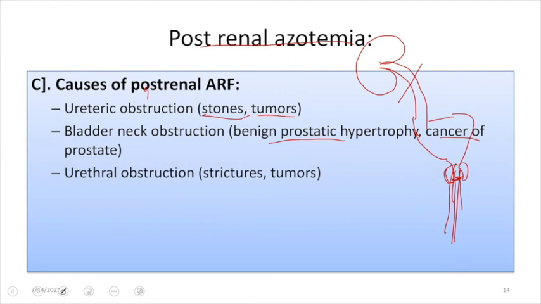And the next cause is obstruction of the urethra, and this urethral obstruction can be due to tumors, or it can be due to strictures in the urethra, and this will manifest with increase in the hydrostatic pressure within the tubules, and this will oppose the GFR, and because of this there will be decrease in GFR, and this will manifest with azotemia, and that is postrenal azotemia. So whenever we are talking about postrenal azotemia, there is an obstruction in the urinary tract downstream to the kidney, and this will manifest with increase in the back pressure, and this will manifest with azotemia and oliguria.